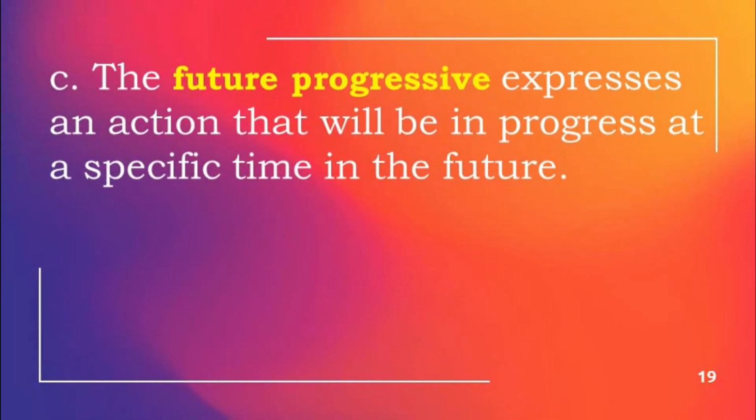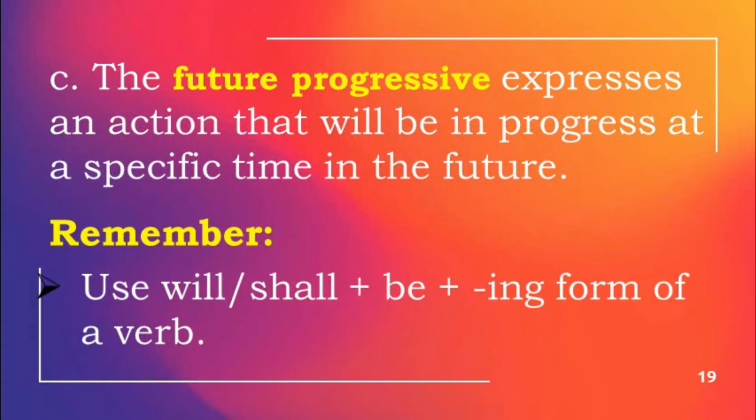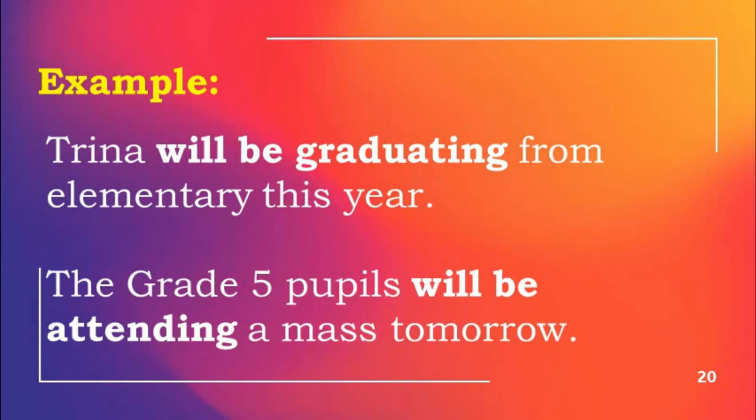Letter C. The future progressive expresses an action that will be in progress at a specific time in the future. Remember, use will or shall plus be plus ing form of a verb. Example: Trina will be graduating from elementary this year. So our subject is Trina. Our verbs will be graduating.